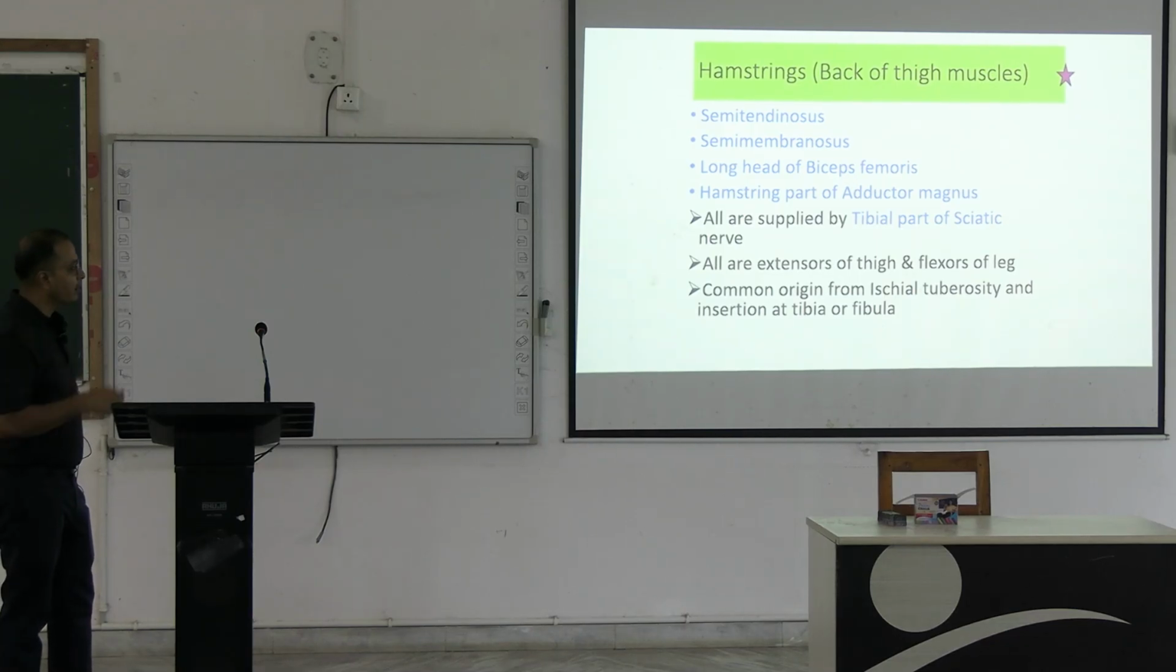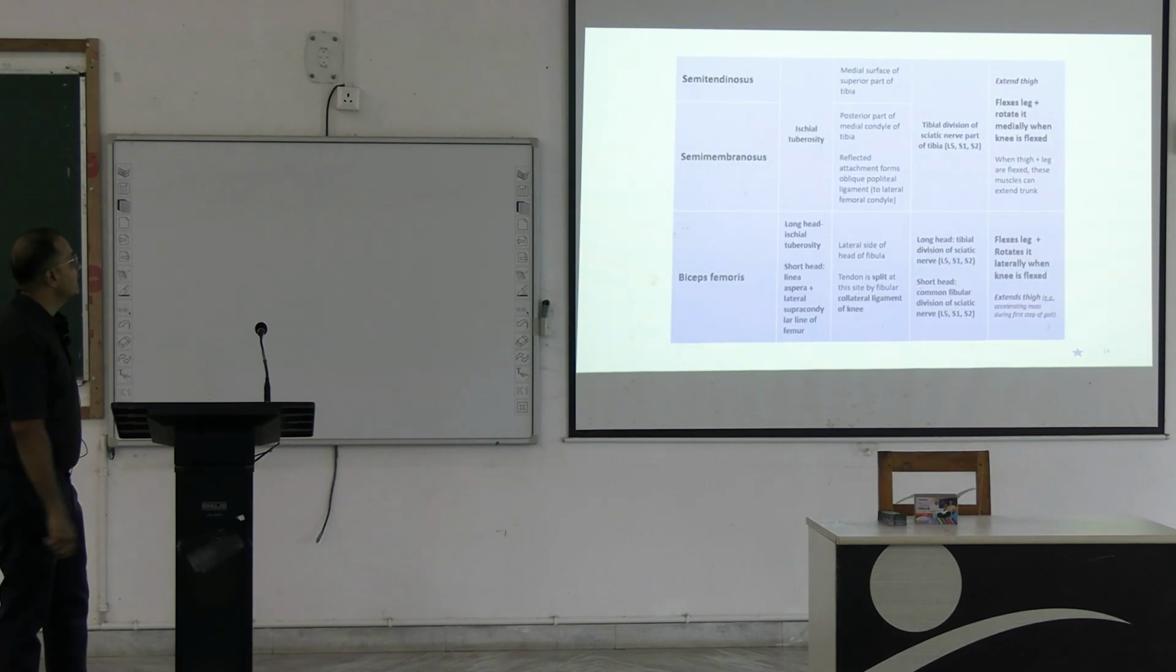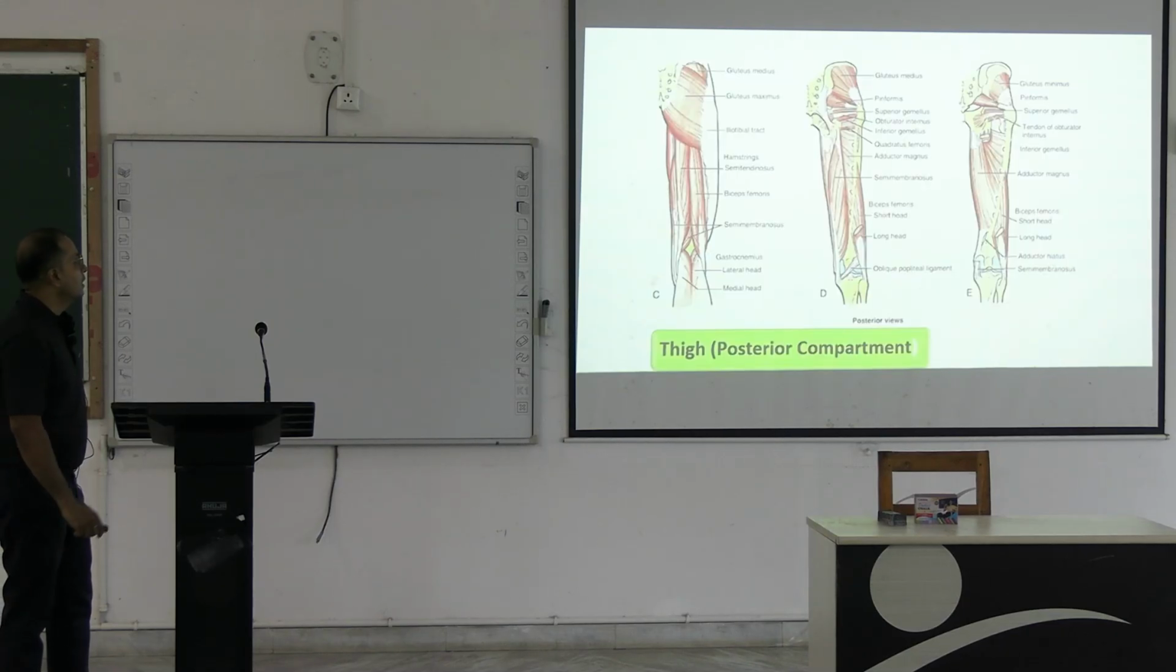They have particular characteristics: they are supplied by the tibial branch of the sciatic nerve. They extend the thigh, they flex the leg, and they have a common origin at the ischial tuberosity, the bony origin, and insert on the tibia, below the knee joint. So these are the characteristics of hamstring muscles.